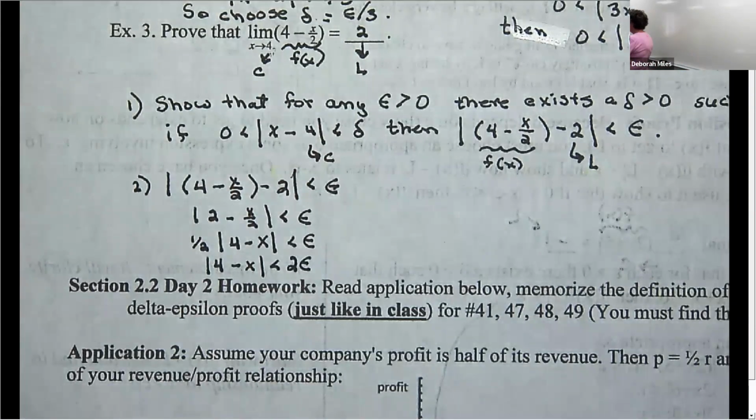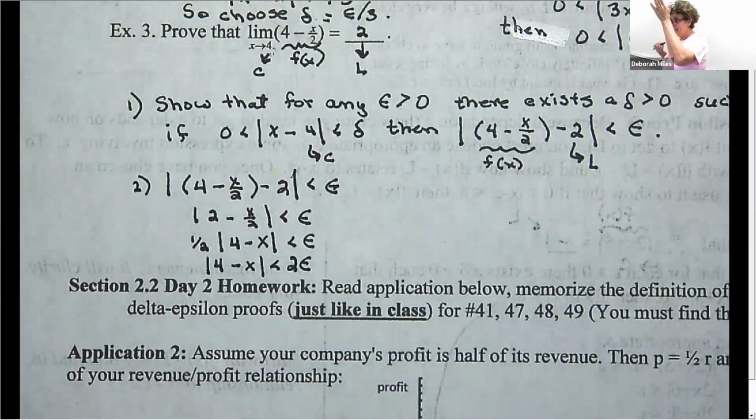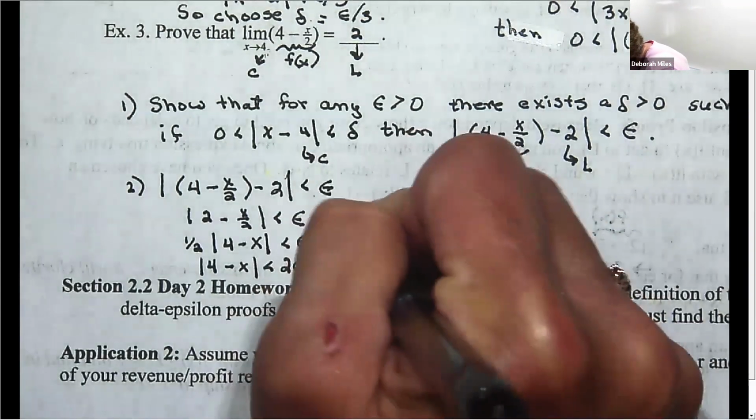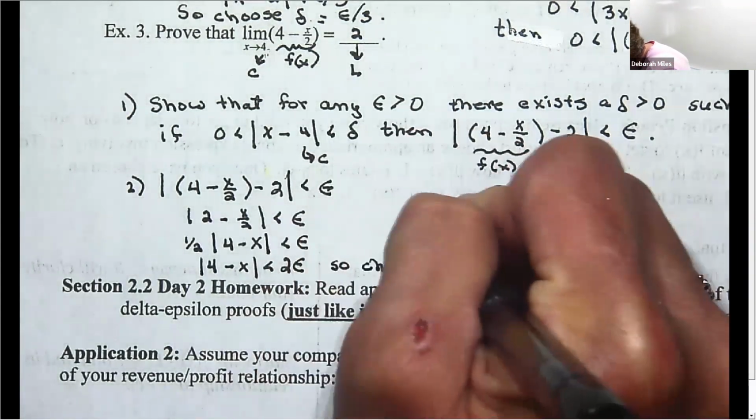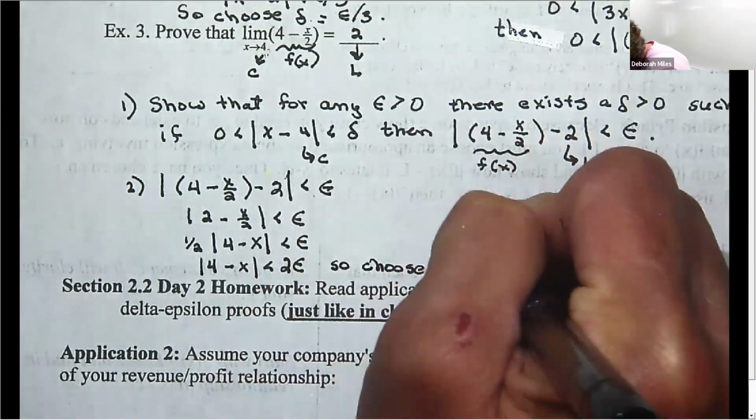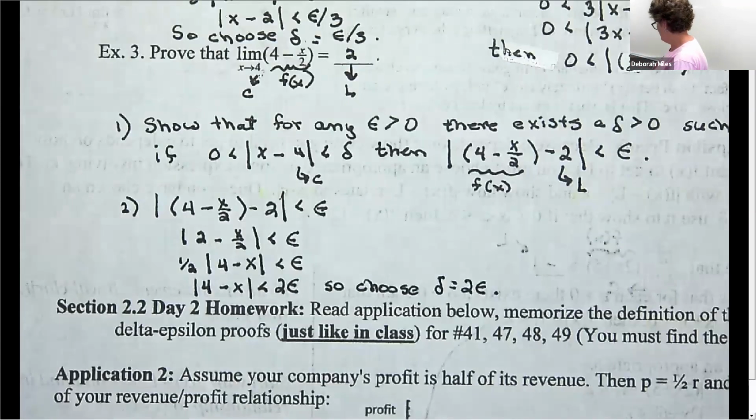In terms of the shooting competition, that would be, you tell me how close my bullet has to be to dead on center, and I can let my rifle shake twice that much. It doesn't sound very realistic in terms of a shooting competition, but that's what it would be in this one. So we're going to choose our delta to be twice any epsilon you give me.